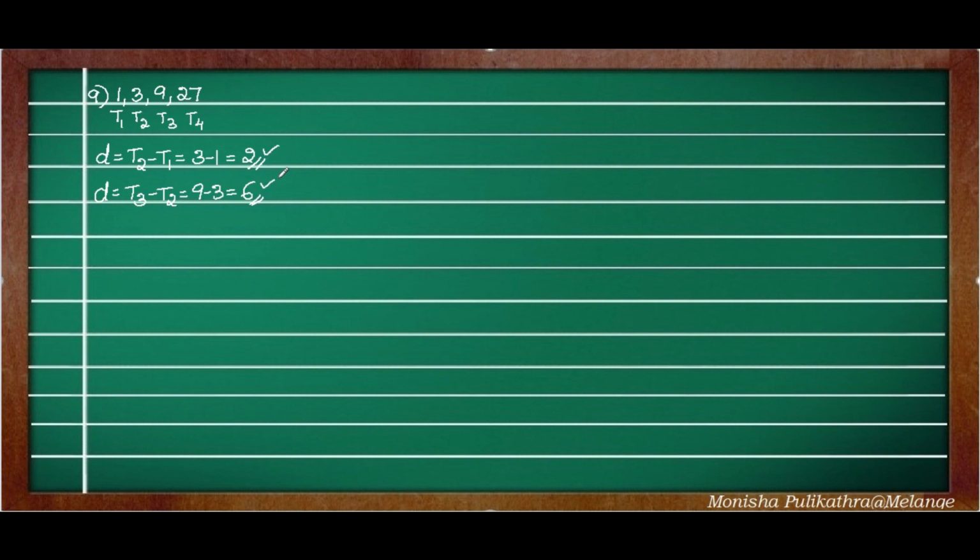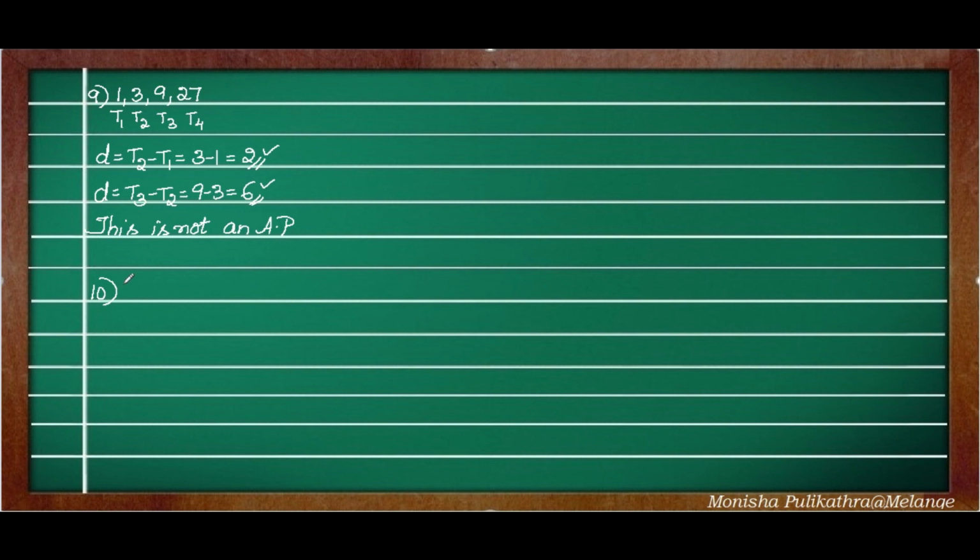Here the common difference is varying. So if the common difference is varying, we need to stop the problem here itself. And we need to write this is not an AP. Okay, this is not an AP. So write the next question.